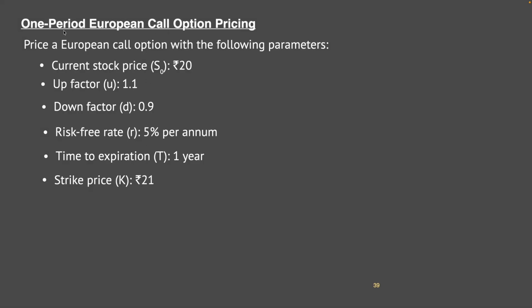So this option is in the money now because the stock price S0 is less than the strike price 21. So it is out of the money now. Since the current stock price 20 is less than the strike price 21 and it is a European call option, the option is presently out of the money.